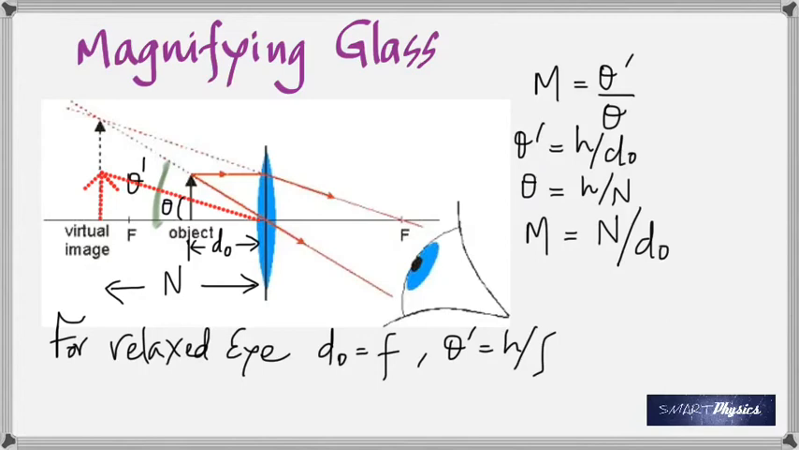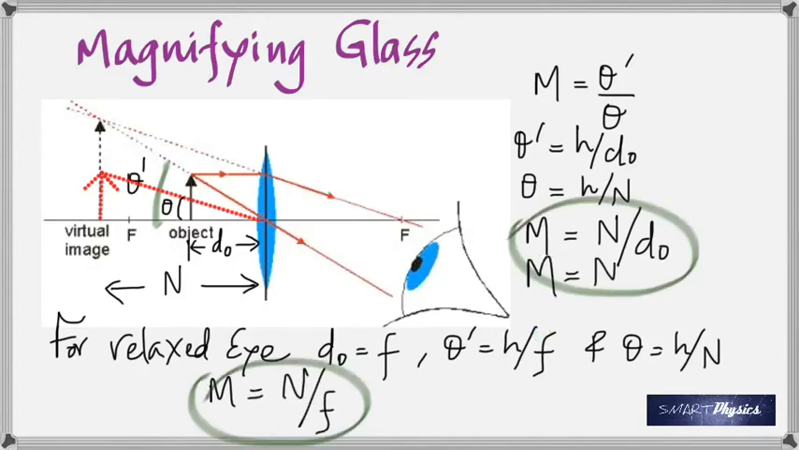Isn't everything reversible? If the object is at infinity, where do you get the image? At the focal point. So if the object is at the focal point, where do you get the image? And that's why I put d naught is equal to f. If you make those substitutions, in place of d naught here, I just substituted f. You can see that, right? And theta becomes h by n as before.